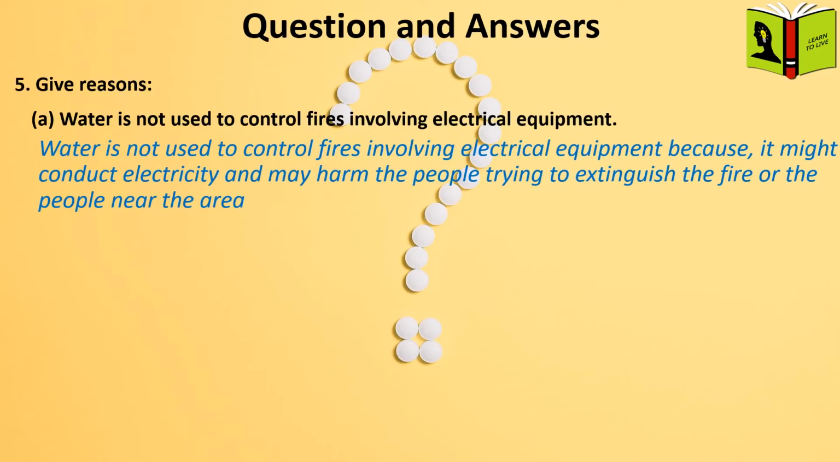Water is not used to control fires involving electrical equipment because it might conduct electricity and may harm the people trying to extinguish the fire or the people near the area. B. LPG is a better domestic fuel than wood.